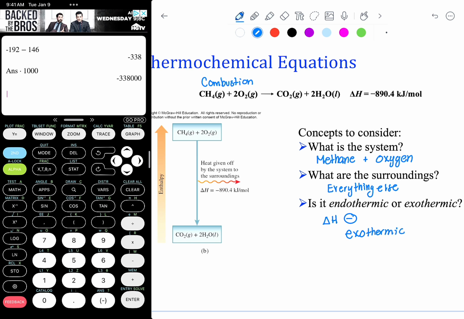A combustion reaction is an explosion of a carbon-containing molecule reacting with oxygen, giving off energy. Okay, so the system, the methane and the oxygen are reacting. They're giving off energy in the form of heat to the surroundings. They're exploding. There's fire, there's flames, there's heat. Okay, so this is an exothermic reaction.